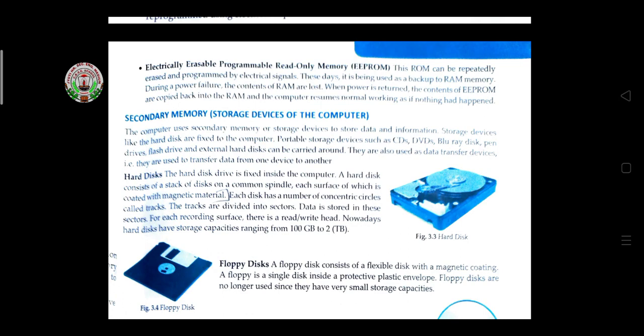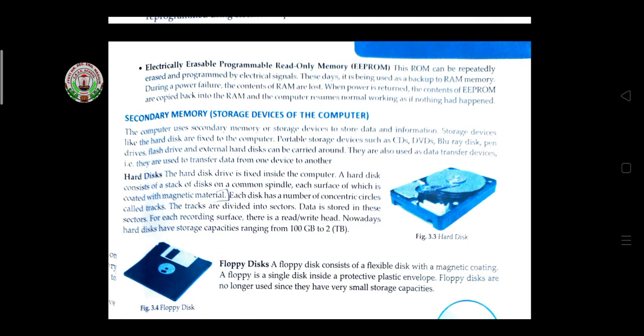Now the first one is the hard disk. The hard disk drive is fixed inside the computer. A hard disk consists of a stack of disks on a common spindle, each surface of which is coated with magnetic materials. Each disk has a number of concentric circles called tracks. The tracks are divided into sectors. Data is stored in these sectors. For each recording surface, there is a read and write head.